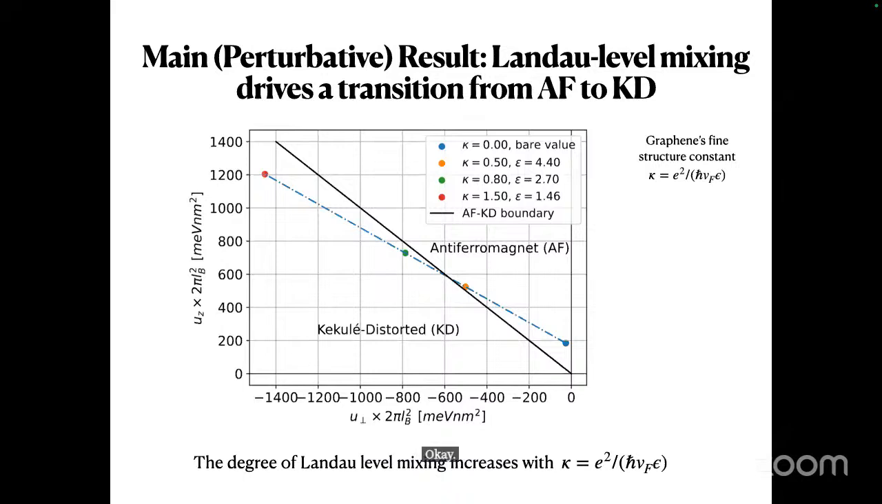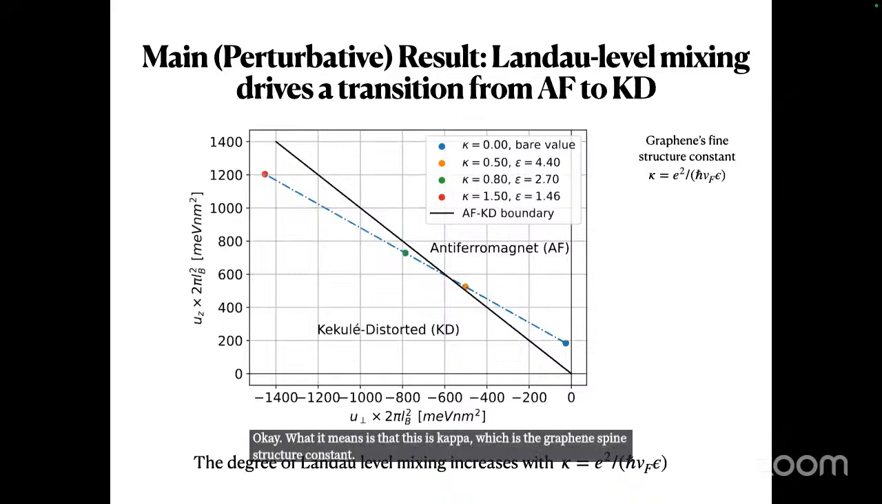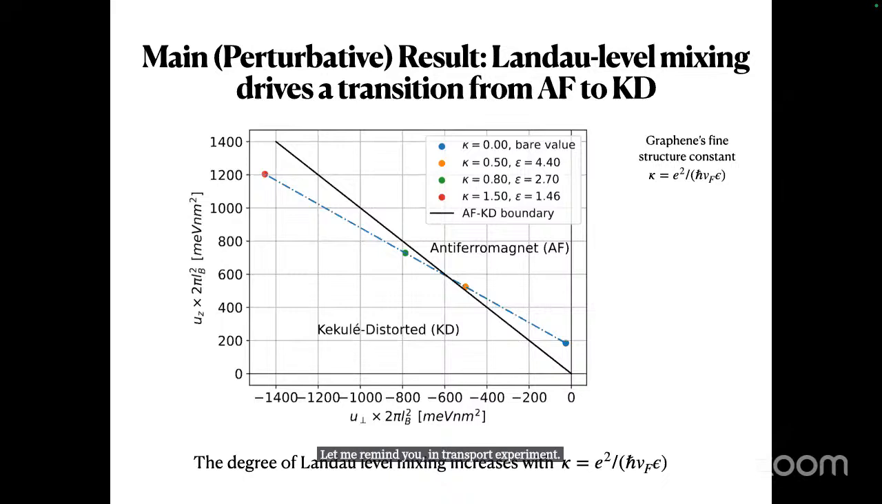What it means is that this is kappa, which is graphene's fine structure constant. Let me remind you, in transport experiments, in order to keep the sample clean, they usually have a double-encapsulated sample, so epsilon is big. In STM experiments, you have to tunnel electrons in, so you always have an open-face sample. So epsilon is smaller and kappa is bigger.